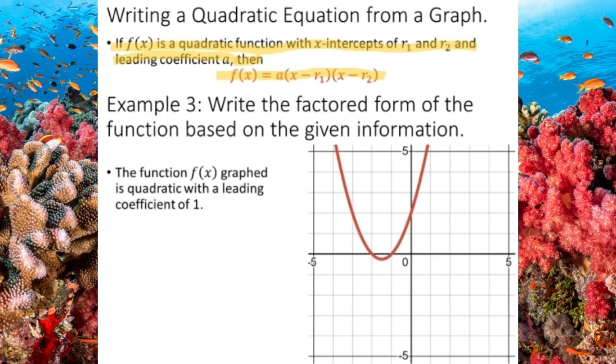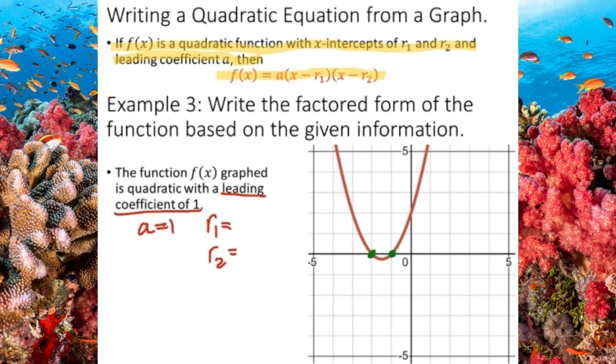The function f of x graphed is quadratic with a leading coefficient of 1. With the phrase leading coefficient of 1, I know right away a is equal to 1. Now I have to figure out what r1 and r2 are. Then I can throw everything into the factored form that we saw above. Well, if I take a look at the graph, r1 and r2 represent the x-intercepts. I can see that the x-intercepts occur at -1 and -2.